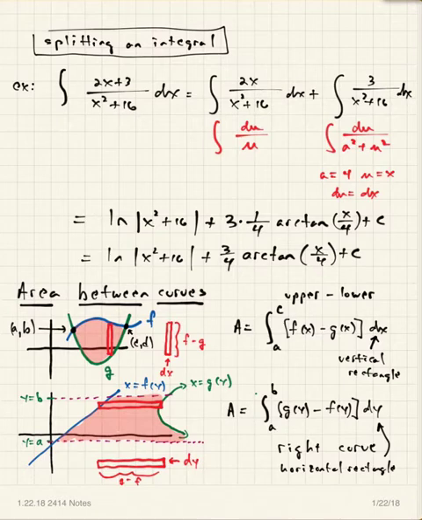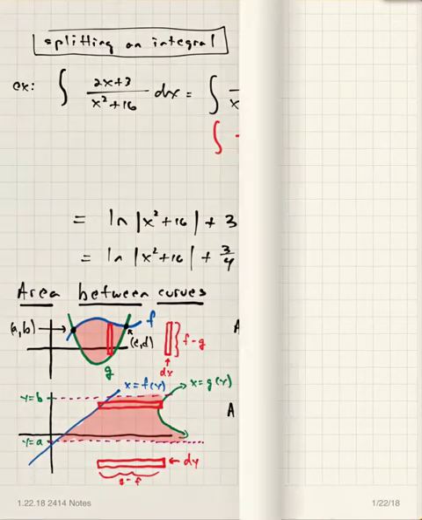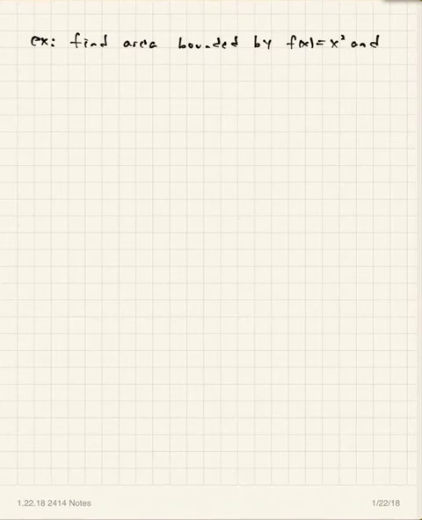With all that setup in mind, let's look at some examples of problems where we're talking about the area between two curves. Again, shout out if you have a question. So the example here is: find the area bounded by f of x equals x squared and f of x equals 6 minus x.